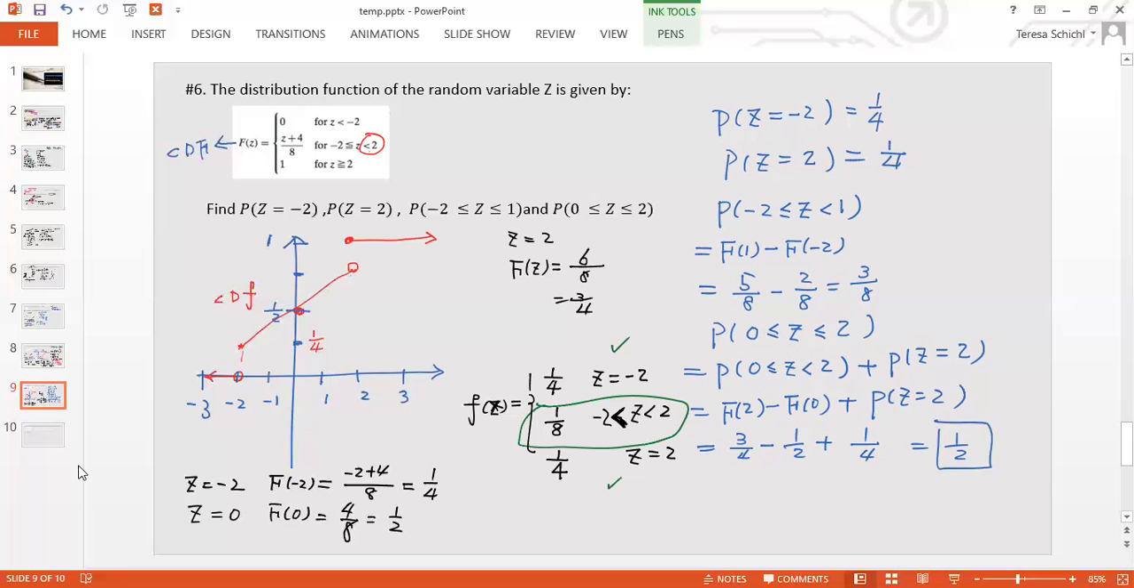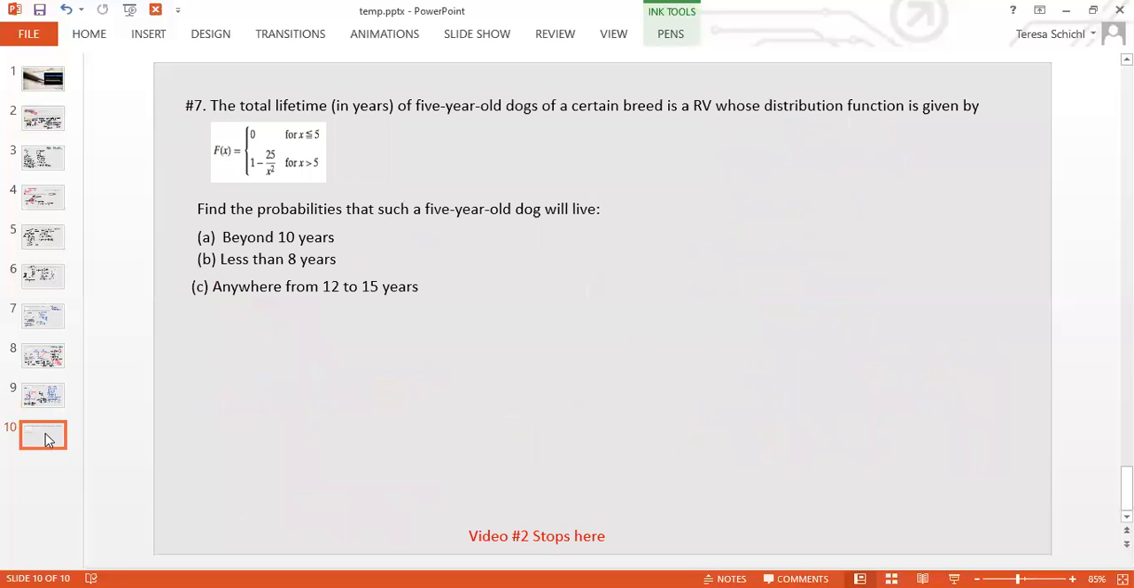Okay, let's take a look at our last problem. This last problem is: the total lifetime for a 5-year-old dog of a certain breed is a random variable whose distribution function is given here. So this distribution function is the CDF. Now I want to find the probability that such a 5-year-old dog will live beyond 10 years.